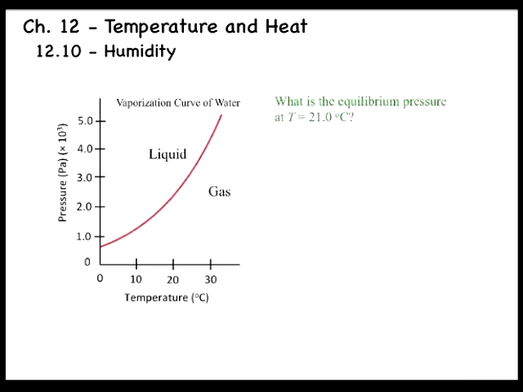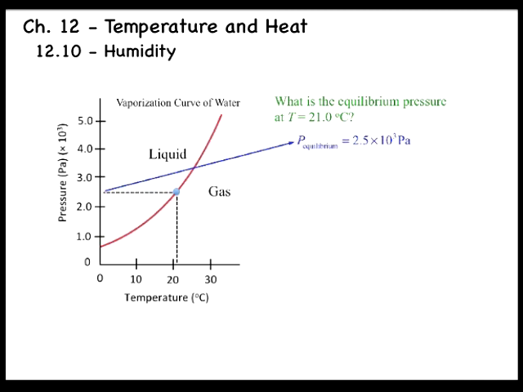Suppose T equals 21.0 degrees Celsius. What is the equilibrium vapor pressure? To answer this, we start at 21.0 degrees Celsius on the temperature axis and move vertically to the curve. We then move horizontally to the pressure axis and read the value, which, in this case, is approximately 2.5 times 10 to the third Pascal, which is the correct answer.